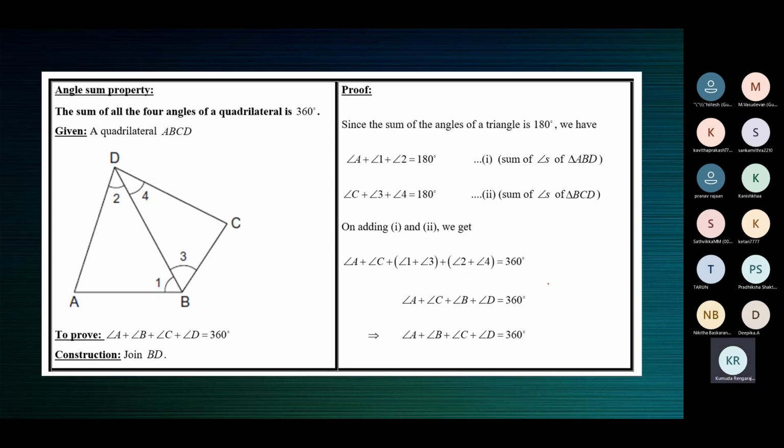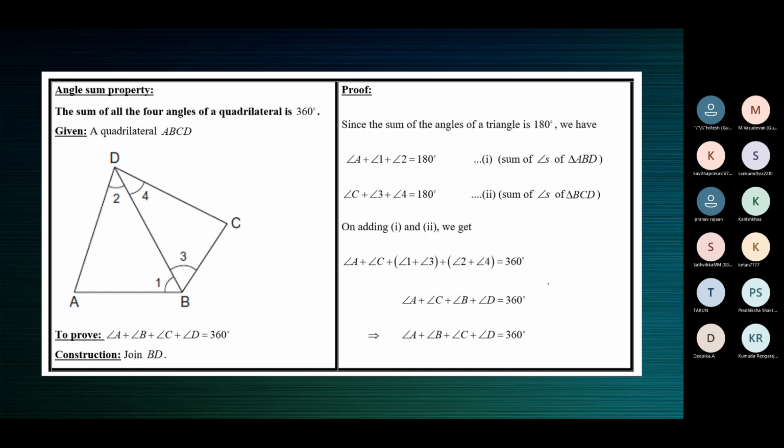You should be able to understand this yourself. This is the proof for the statement that the sum of all the four angles of a quadrilateral is 360 degrees.